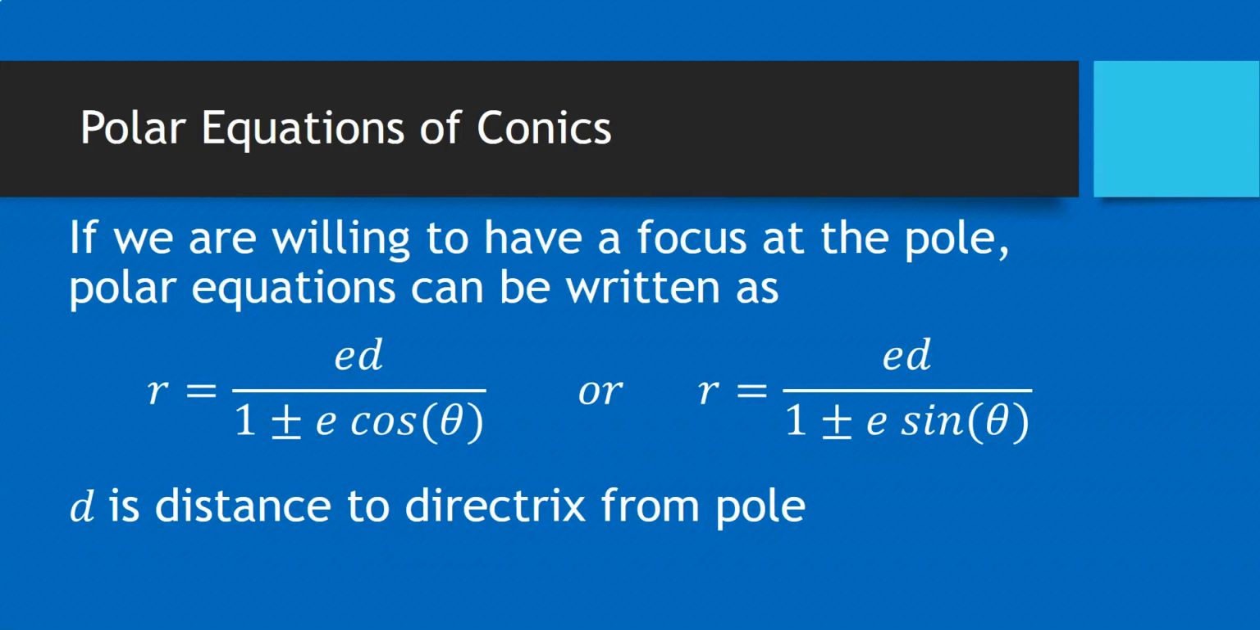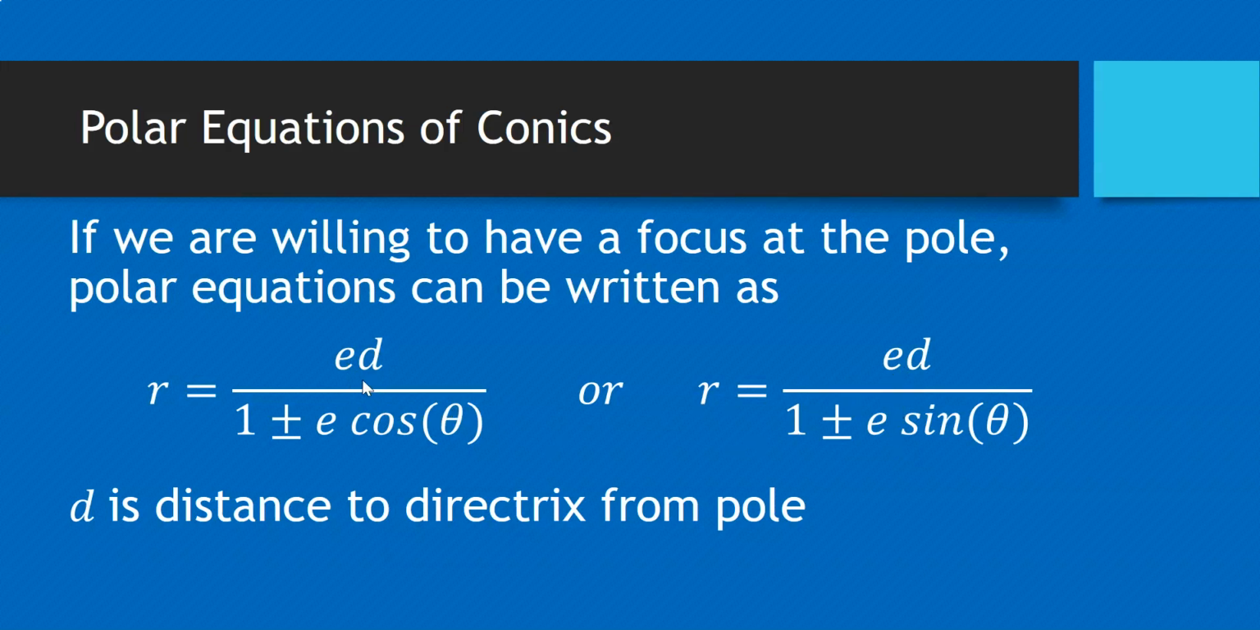And if we force the focus to be at the pole, then polar equations of conic sections can always be written as r equals ED over 1 plus or minus E times cosine theta, or r equals ED over 1 plus or minus E sine theta. Now, the E is obviously the eccentricity. Notice that it shows up in 2 spots, whichever equation I use.